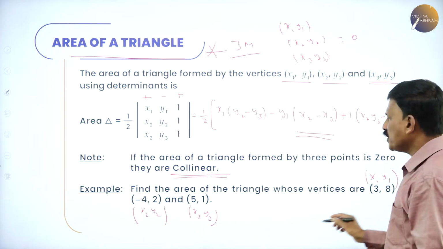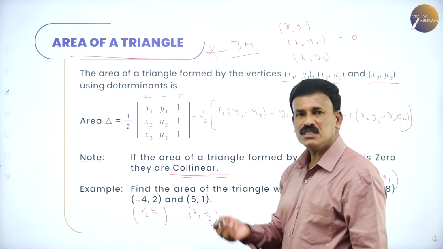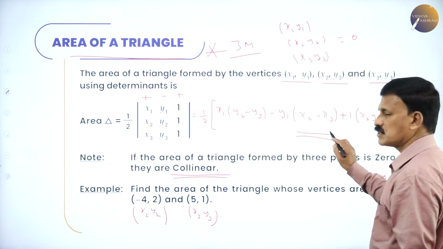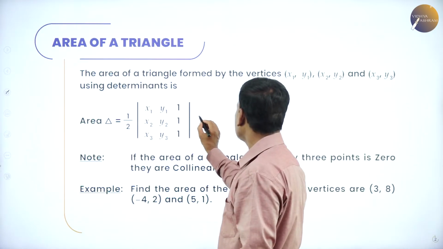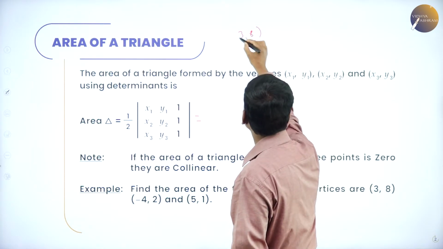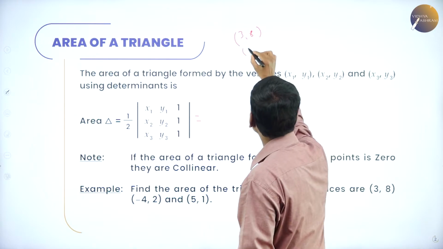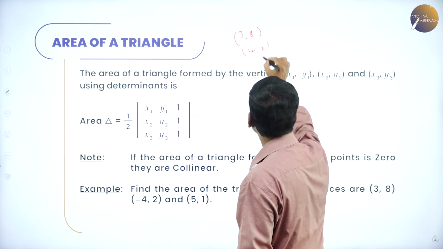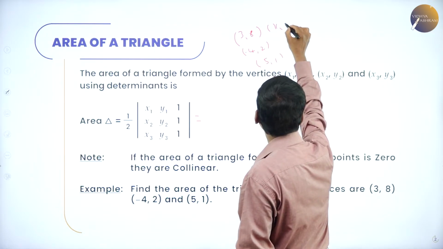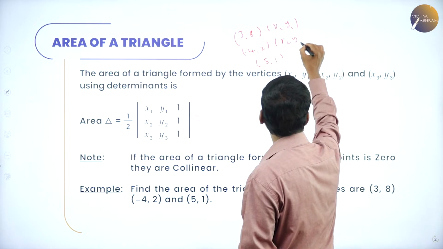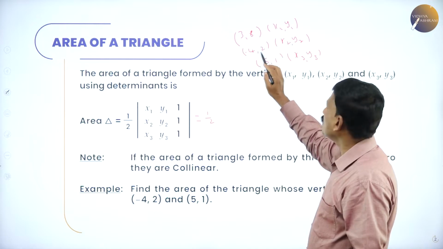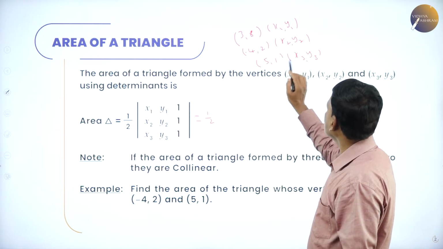So x1, y1, x2, y2, x3, y3. Just use this formula and simplify, we will get the answer. Let me solve the problem here itself. Now what are the points? 3, 8, -4, 2, and 5, 1. So this is x1, y1, x2, y2, x3, y3: x1, y1 is 3, 8, x2, y2 is -4, 2, x3, y3 is 5, 1.